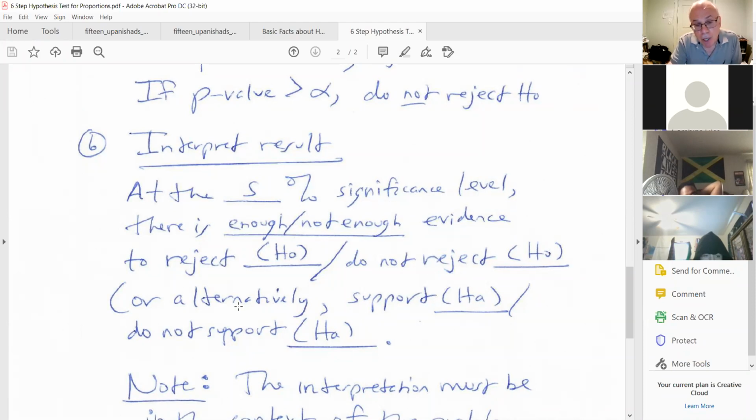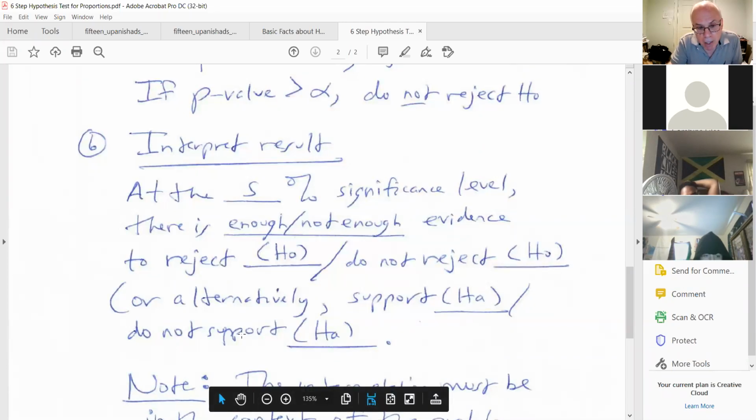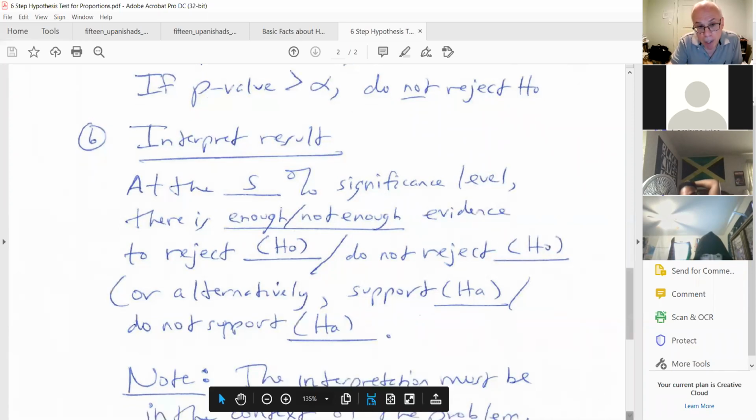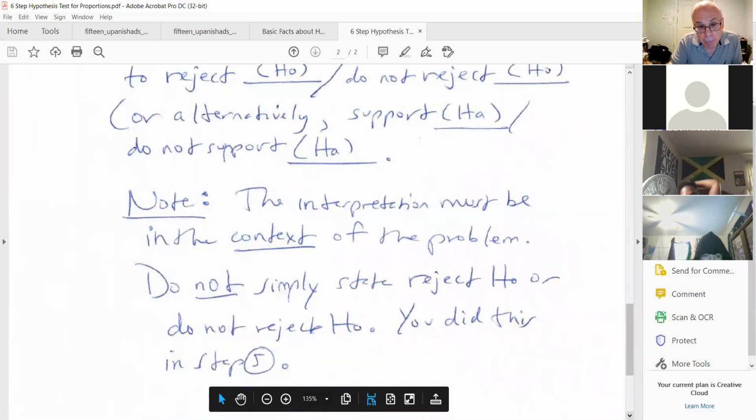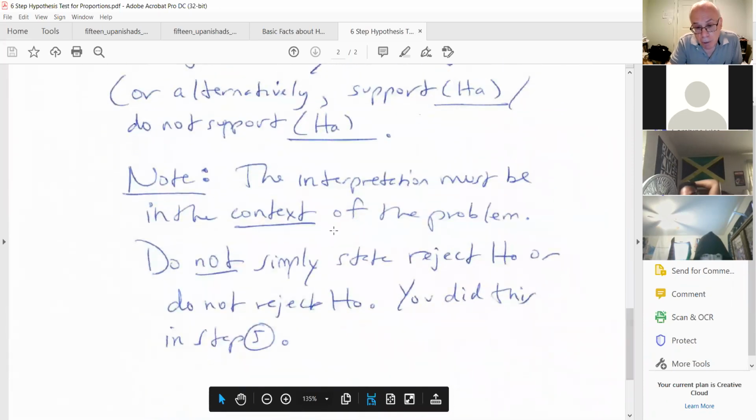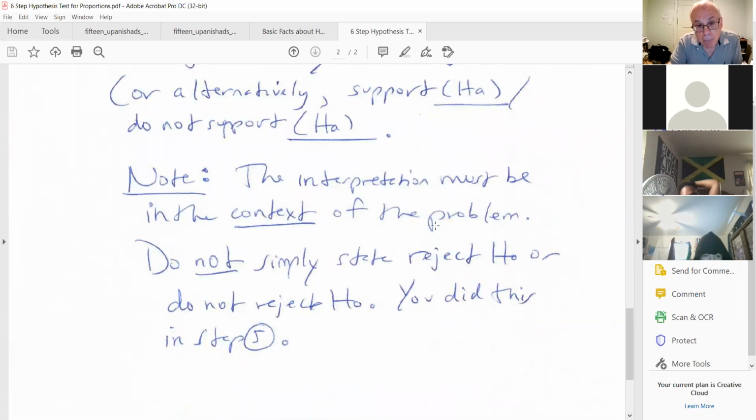An alternative way of saying this would be at the 5% significance level, there's enough evidence to support H1, because if we're rejecting the null, we're supporting the alternative, or there's not enough evidence to support the alternative. That means we're not rejecting the null hypothesis. So there's two ways of writing that. And here's the deal for the interpretation part. You must write it in the context of the problem.